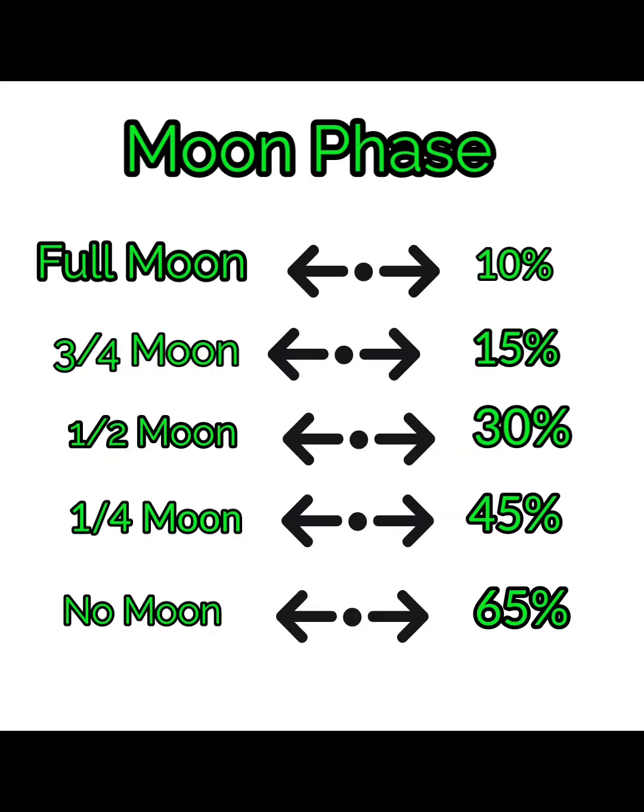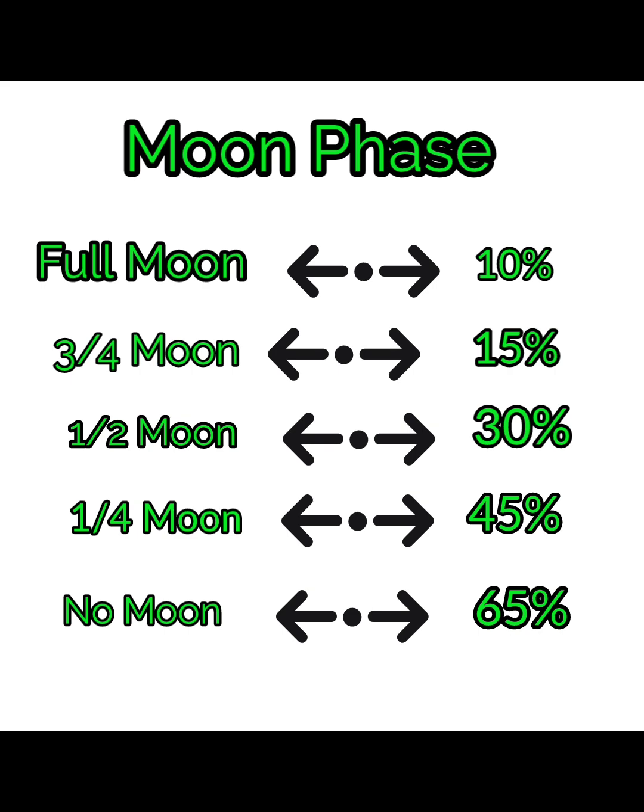Now here we have the moon phase. Only 10% of sightings happened under a full moon. 15% of sightings happened under 3/4 of a moon. 30% of sightings happened under half a moon. 45% of sightings happened at a quarter moon.